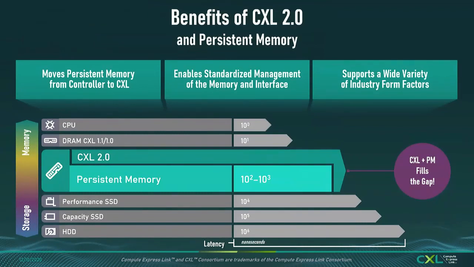So CXL, switching gears a little bit and talking about persistent memory. In CXL 1.1 and 1.0, we provided the connectivity to the DRAM type of memory. We could also use the same architectural constructs to access persistent memory, but what we have done in 2.0 is we have taken into account the persistence aspect of that.